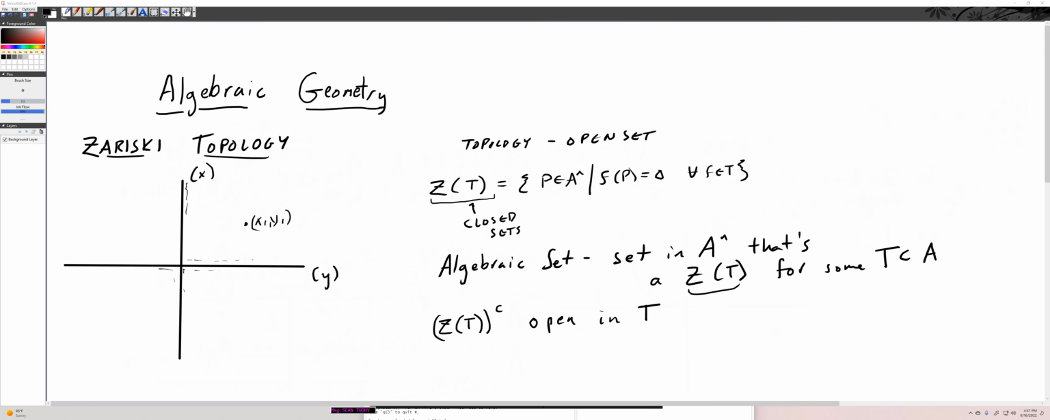Okay, welcome back to video 4 on algebraic geometry. Today I'm going to talk about the Zariski topology. I'm just going to zoom into it here.